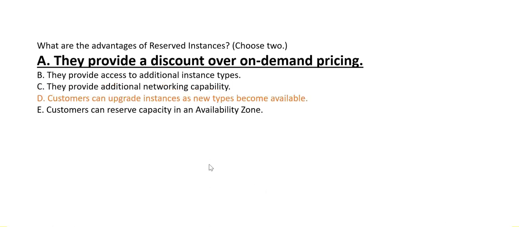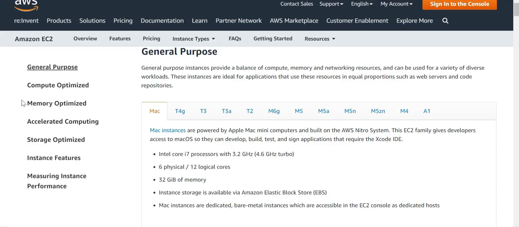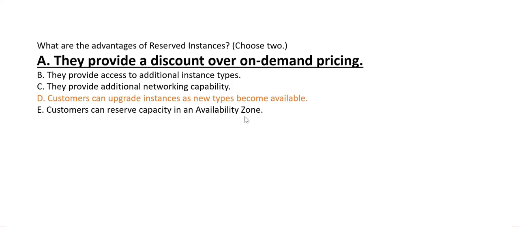D states customers can upgrade instances as new types become available. So if there is a new type added here, it will auto upgrade. So this is not happening only for reserved instances. If this feature is available, it will work for on demand and spot also. Hence, this is also wrong. This is not an advantage of reserved instance alone.